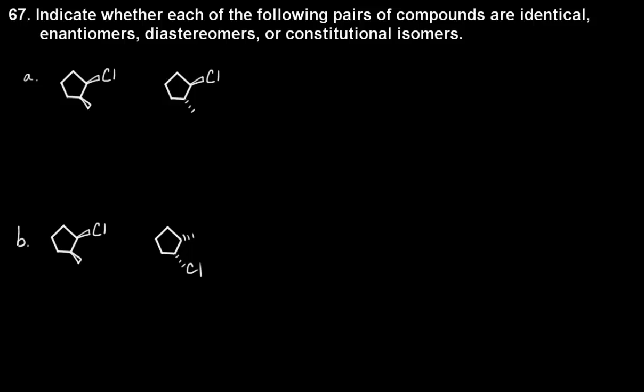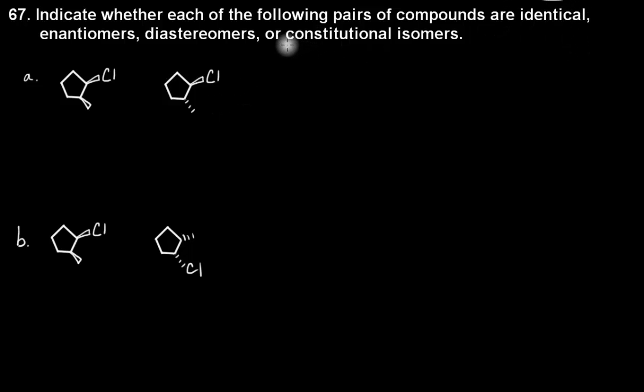But going back to the question: are these sets of molecules identical, enantiomers, diastereomers, or constitutional isomers? Obviously for sub-question A, they're not identical, because even though you have the same atoms and the same regiochemistry, you have different stereochemistry. So these will not be identical.